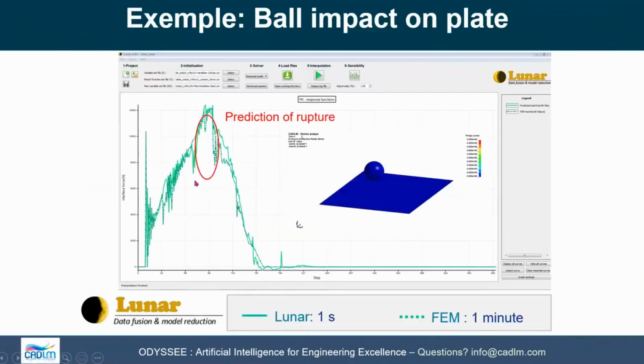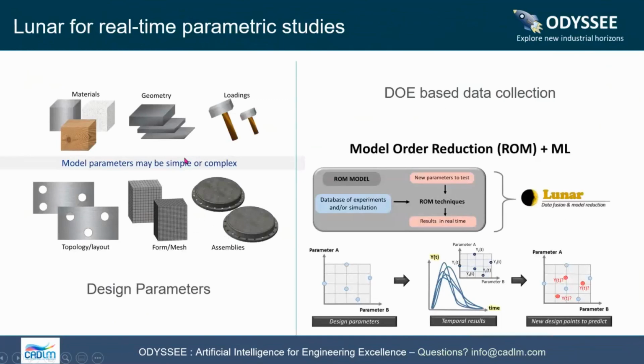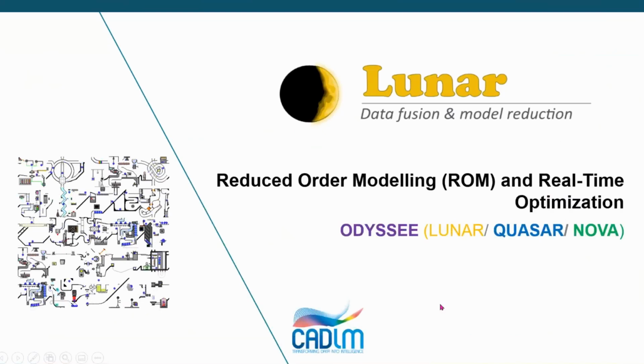Here I have the ODYSSEE package, which includes 3 software. Lunar is our user interface, if you want, but it's very much oriented to reduced order modeling and real-time optimization, that it does the whole thing I showed you. And then we have another solution software, which is called Quasar. That is the machine learning engine. And Nova is an optimizer. So the combination of this reduced order modeling, machine learning techniques for decomposition and everything, and Nova actually makes the platform which we call ODYSSEE.